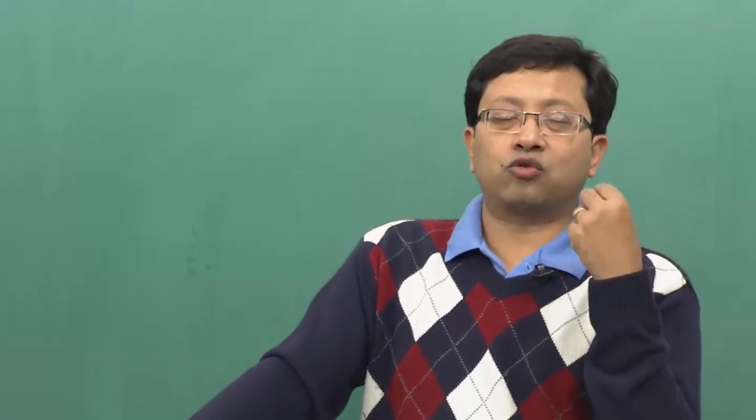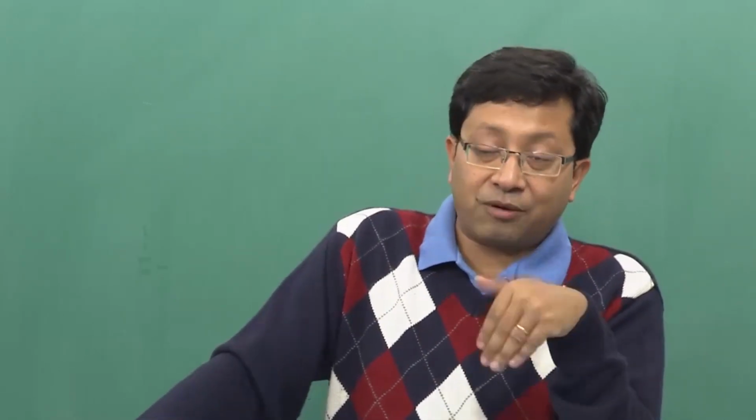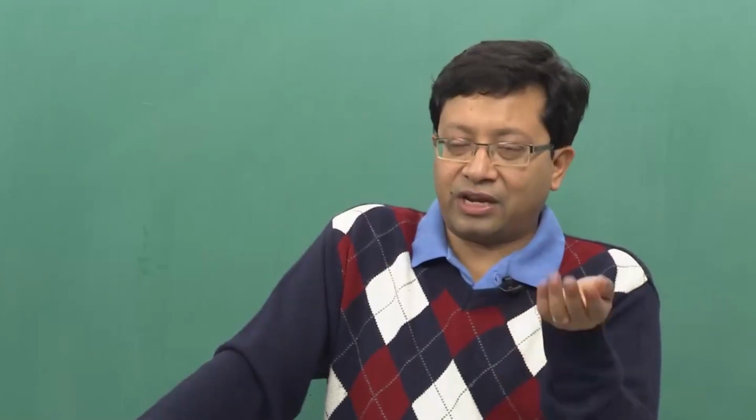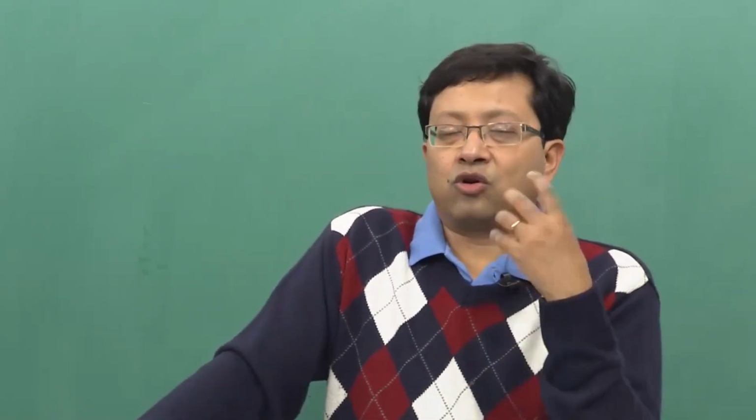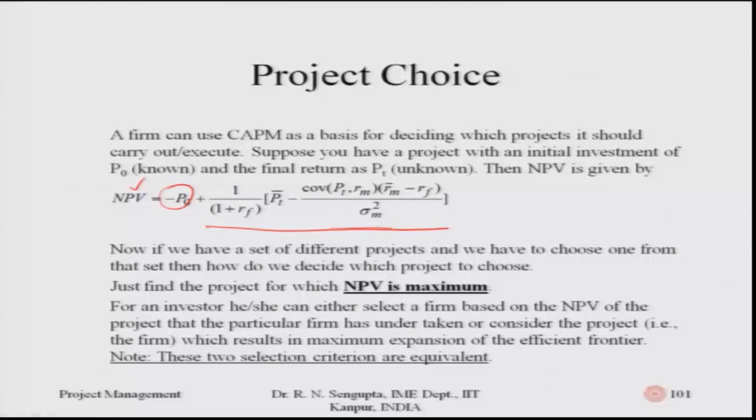Now, if there are two different projects with the same net present value, then what do you do? Then you basically try to find out the variance. You have to find out the variance considering the point of time where you are trying to take the decision, and if the variance is high or low, you will take a decision accordingly. Higher variance means there is more uncertainty, lower variance means there is less uncertainty, and you will take your decision accordingly. Now, if we have to choose from a set of different projects, as I just mentioned, you choose one from that set such that the net present value is maximum.